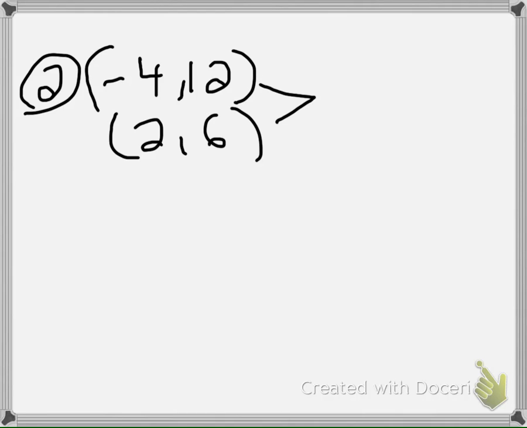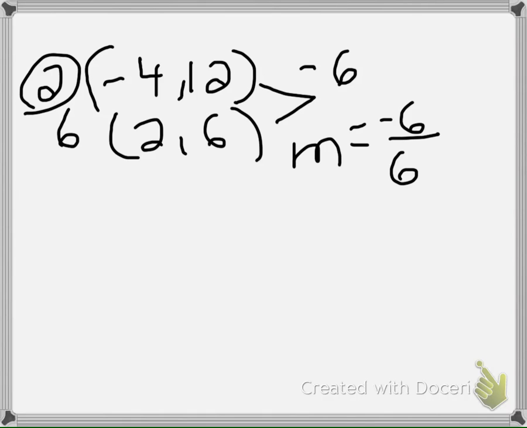All right, from 12 to 6 is dropping by 6, so -6, and from -4 to 2 is going up by 6. So m is always equal to the change in y, -6, over the change in x, that means divided by. And if you do -6 divided by 6, you're going to get -1. So my m is -1.